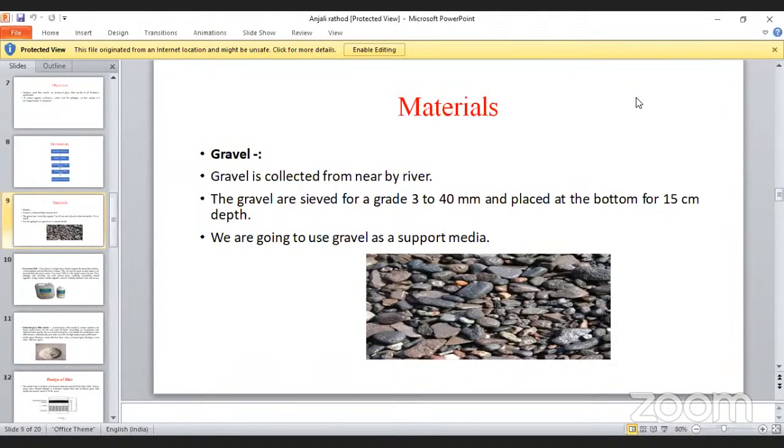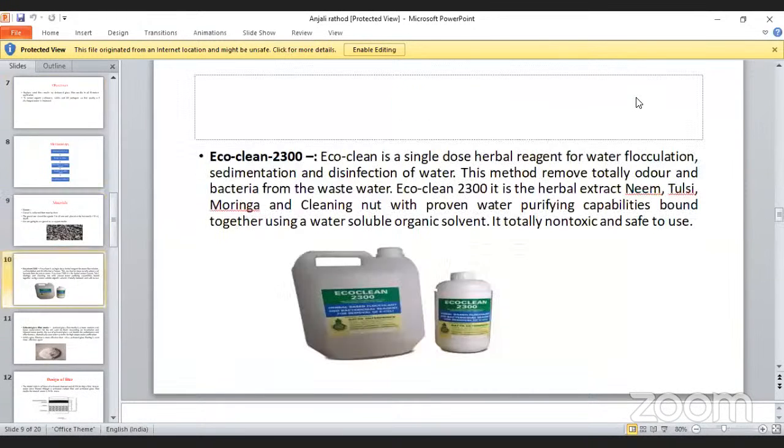Thank you, Anjali. The next point is material. First, gravel. Gravel is collected from a nearby river. The gravel is sieved for a grade of 3 to 40 mm and placed at the bottom at 15 cm depth. We are going to use gravel as support media.